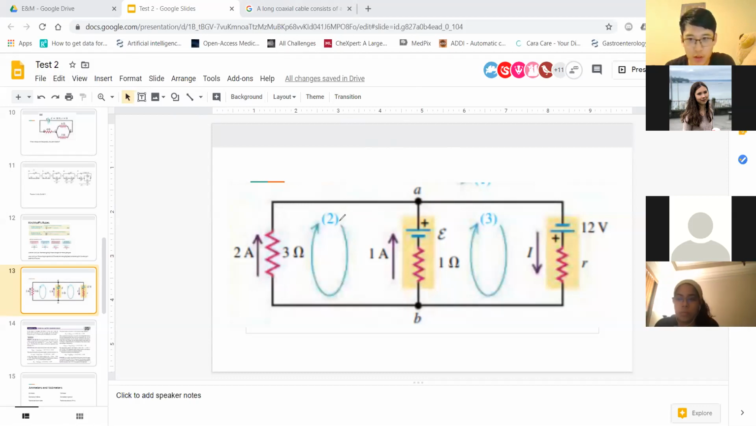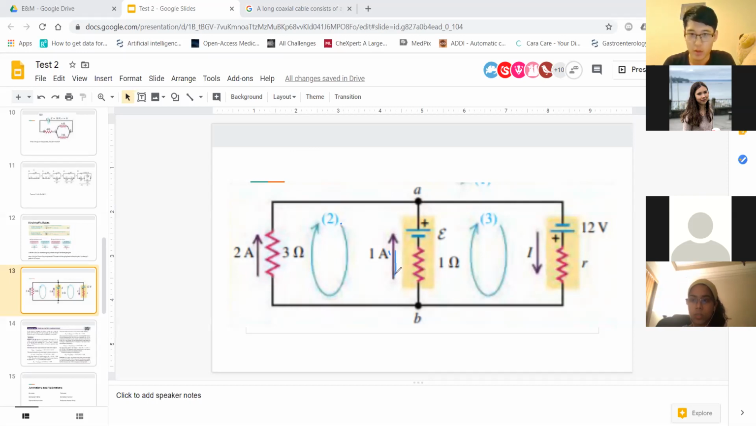First of all, let's look at this loop right here, loop 2. Let's write the loop rule. The loop rule is that the sum of the voltage differences across any loop is 0. The first thing we do is define current directions. It doesn't matter whether we're wrong or not, but we need to define them at the very beginning so that it stays consistent throughout, right?